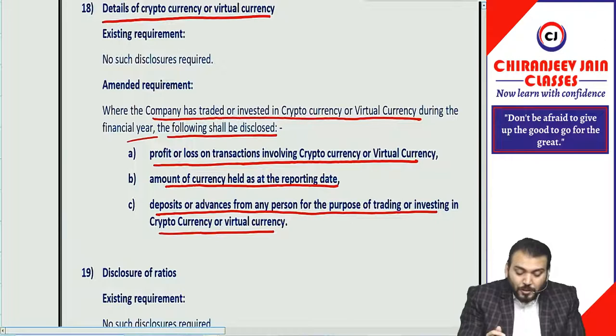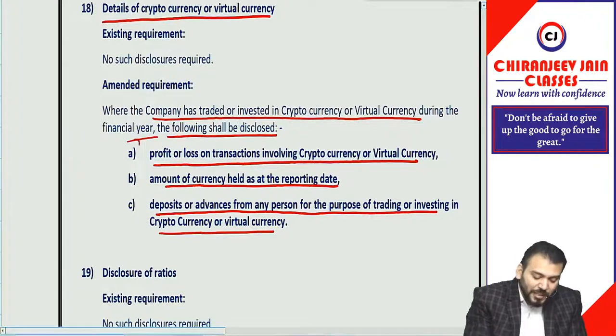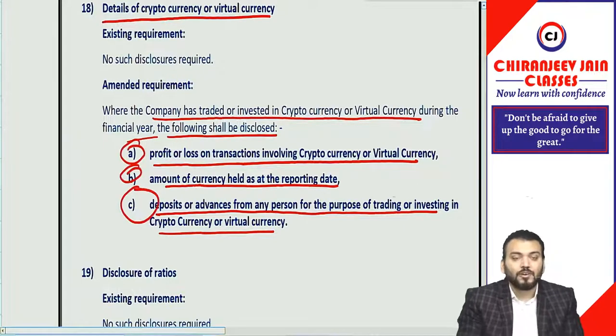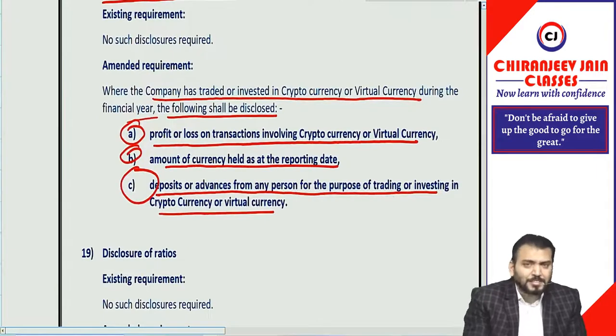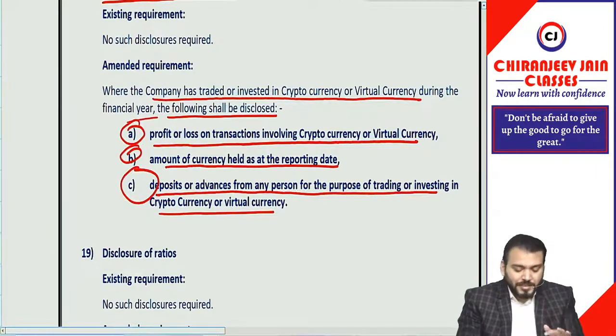Deposit or advance from any person for the purpose of trading or investing in cryptocurrency or virtual currency, that needs to be also disclosed. Got it? I don't know whether it is important. Of course, this type of question, they will not ask in an exam, correct?